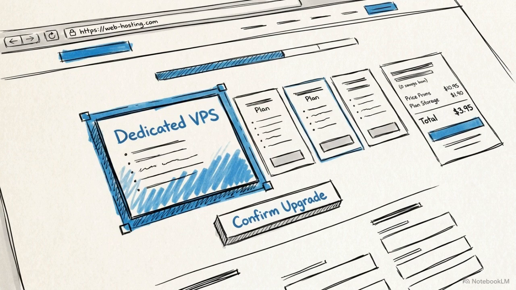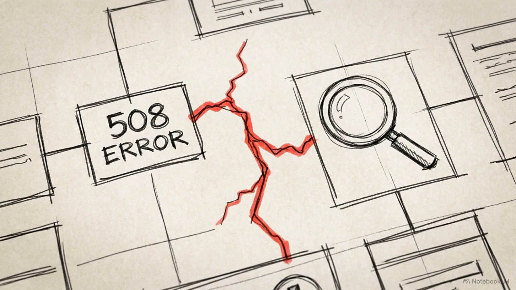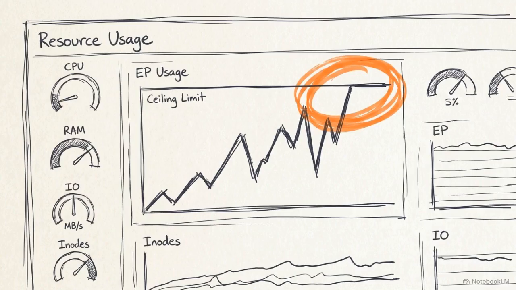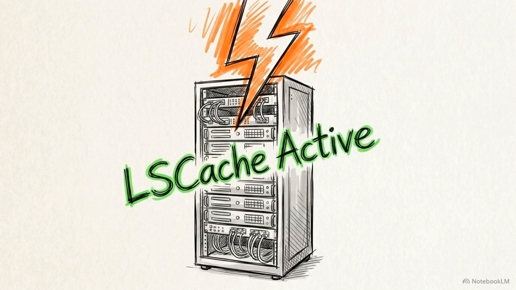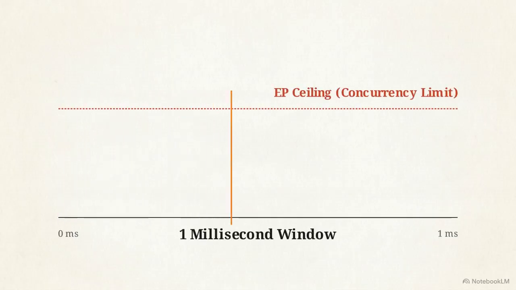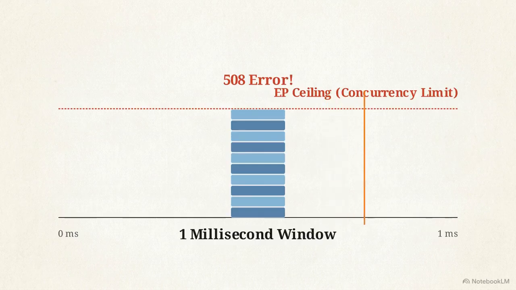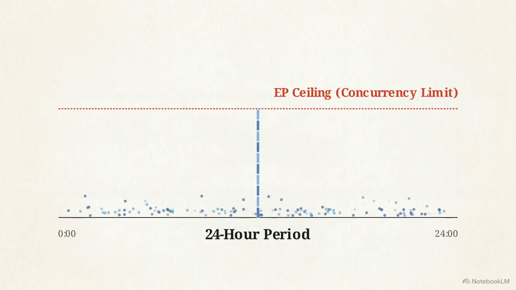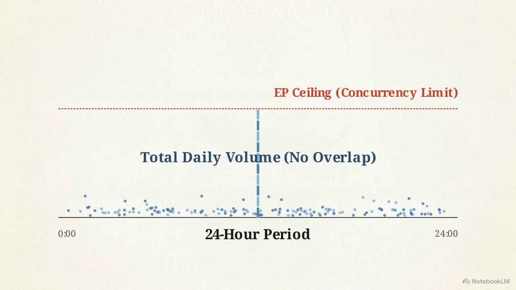We have walked through the entire diagnostic journey, checking your specific error code, isolating the EP bottleneck in cPanel, eliminating dynamic load with caching, and stopping the invisible bot drains. The core truth here is that entry process limits control simultaneous fraction-of-a-second events. They do not measure the total number of visitors hitting your site over a 24-hour period.